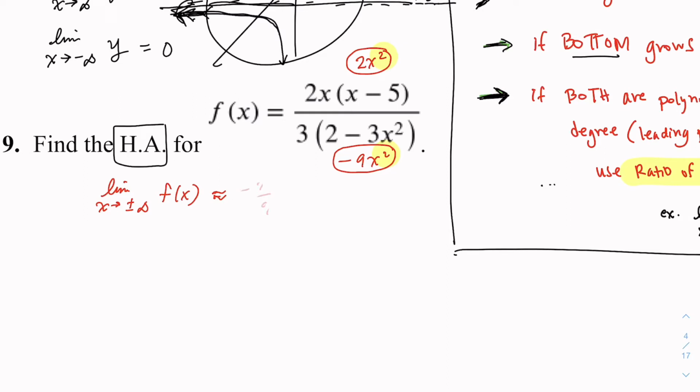Let's show our work a little bit more thoroughly. We can say this is approximately 2x squared over negative 9x squared, because as we discussed last time, the other terms like the 6 are just so small they don't even matter. And then we'll show that these guys cancel. Answer is negative 2 over 9.